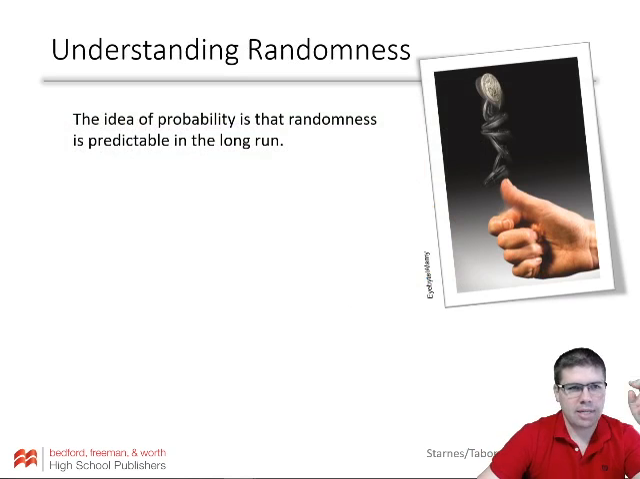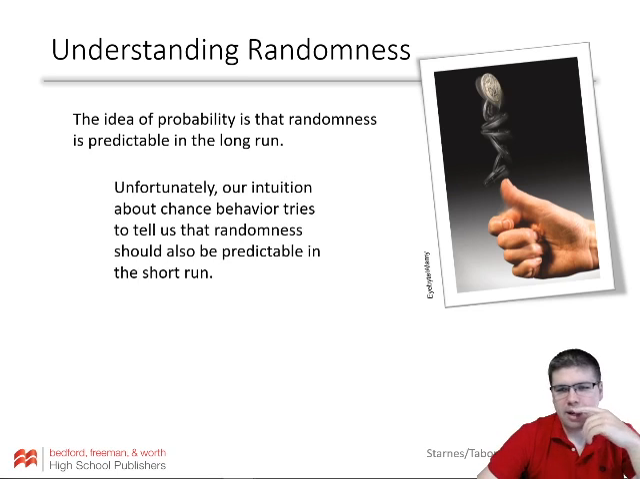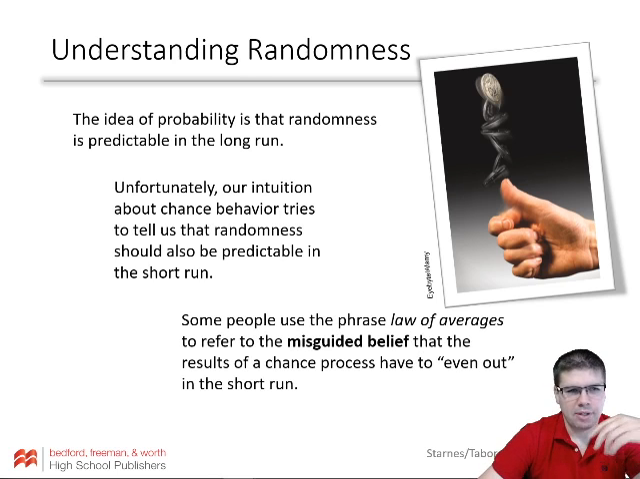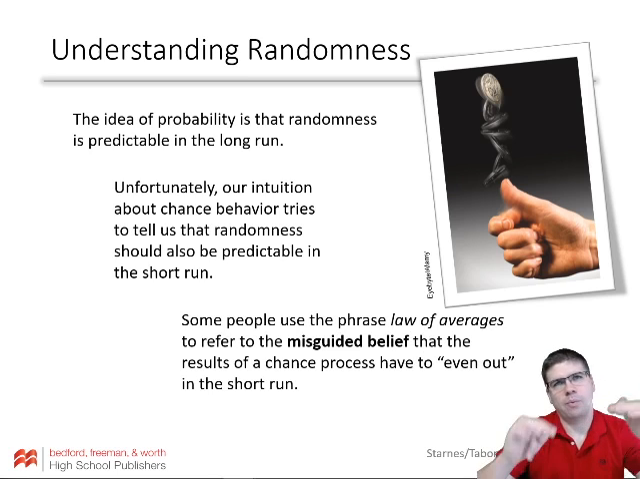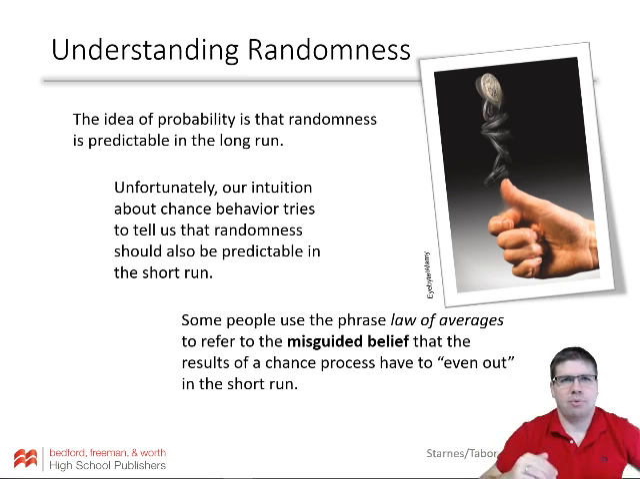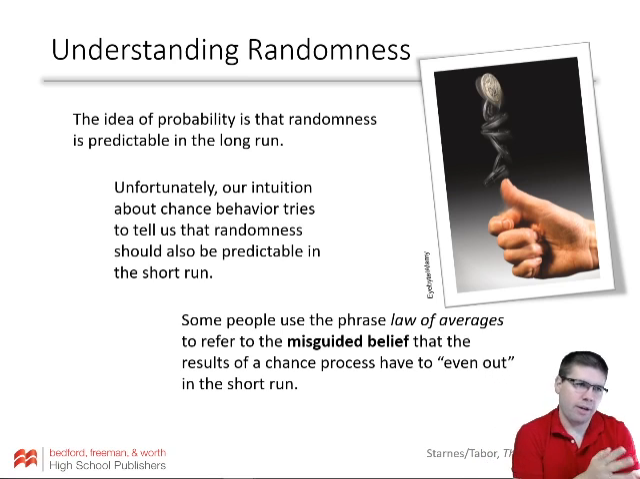Just to kind of understand randomness, the idea is that randomness is predictable in the long run, if we have the right situation. Unfortunately, our intuition about chance behavior tries to tell us that randomness should also be predictable in the short run. So we start to have this belief that if it was heads, the next one's more likely to be tails or something like that. That it's going to even out in the short run. We have trouble combining the ideas. We know long term it's going to be 50%, but we think, oh, well, if we have a few heads in a coin, for instance, then all of a sudden it's going to be more likely to be tails anytime soon. And that's just not the case.